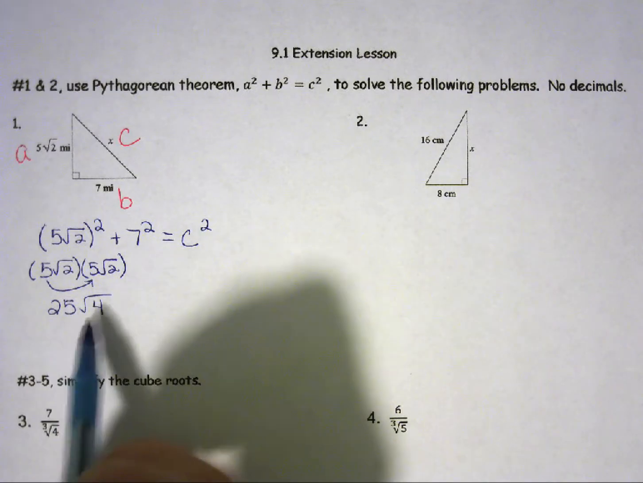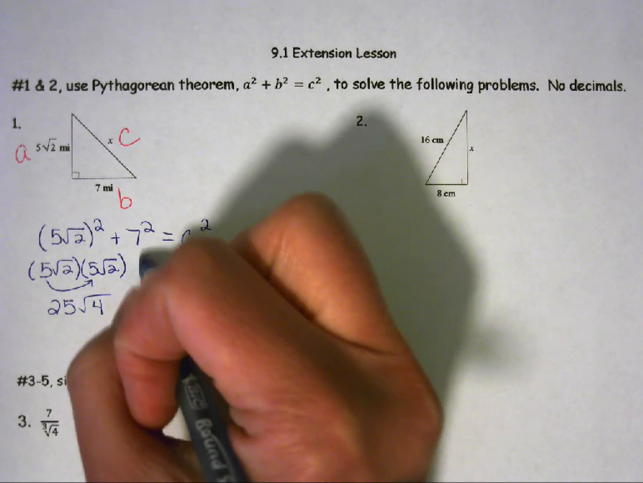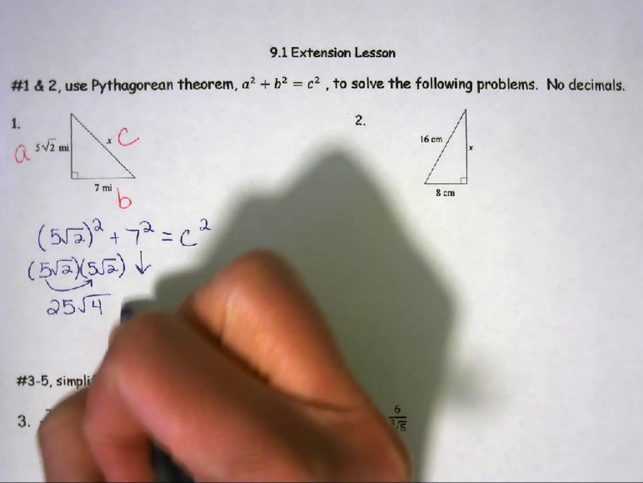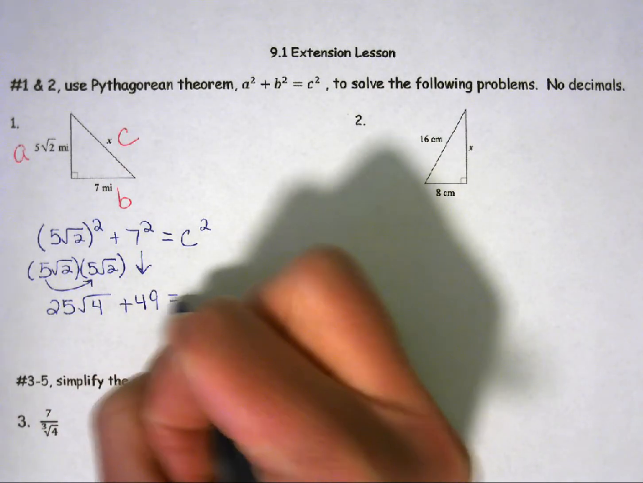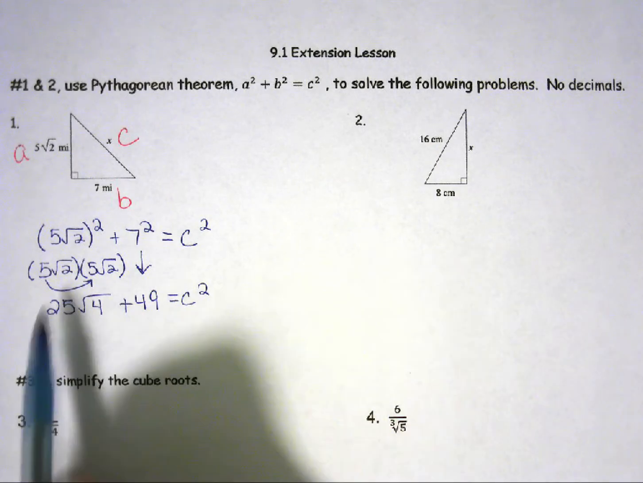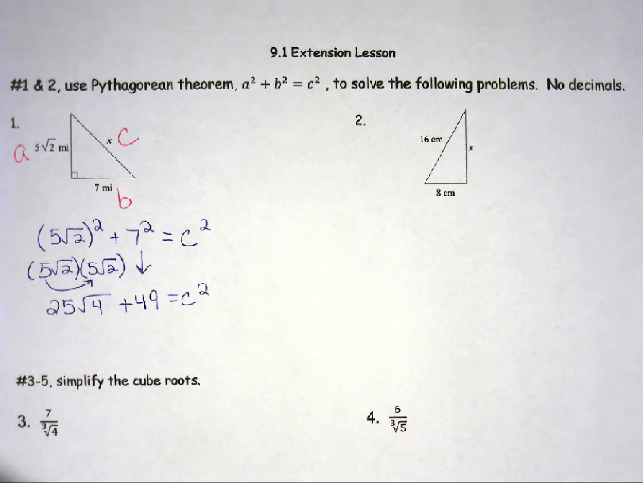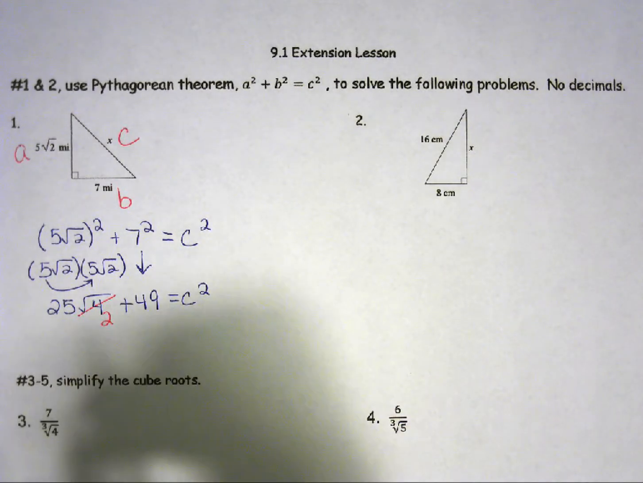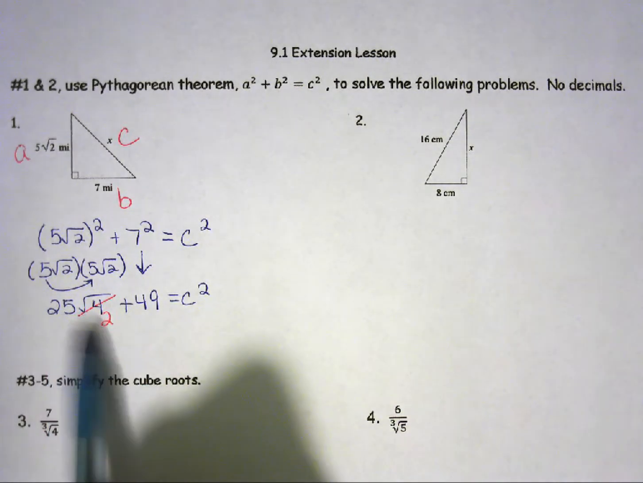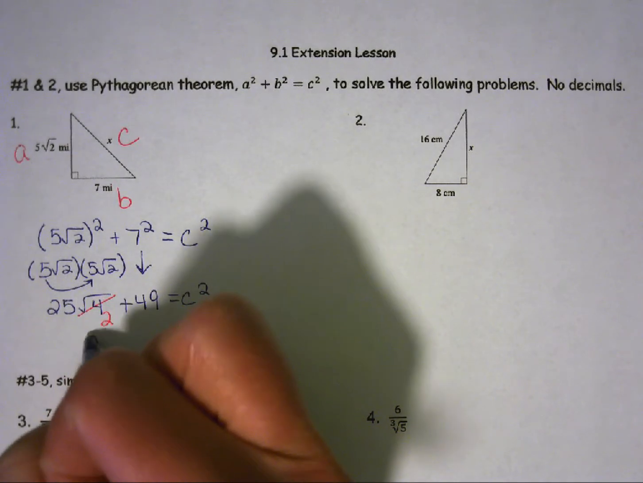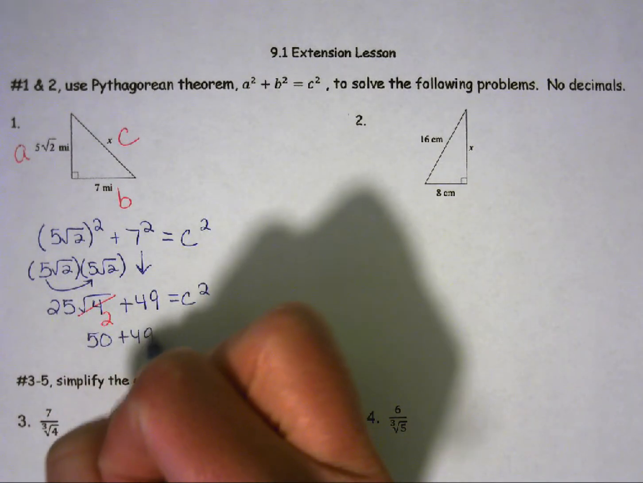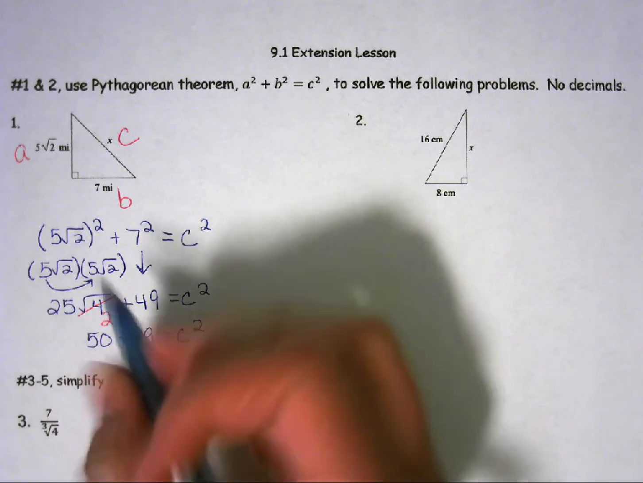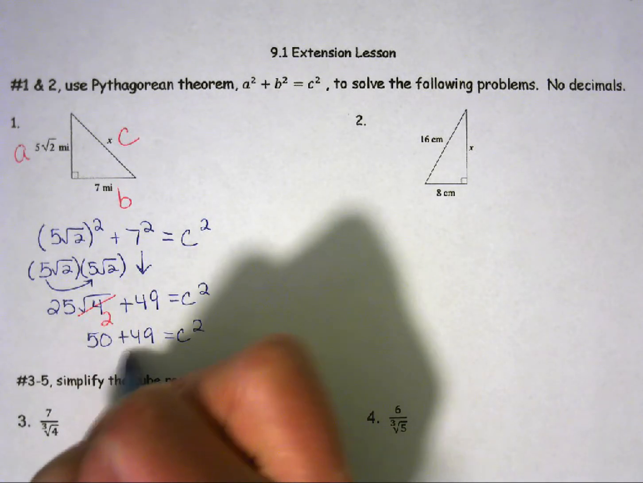And so we're going to clean this up in just a second. But let's go ahead and work this one out. Now this is just a whole number, so we can just square it. So 7 squared is 49. So that's not too difficult. Now in this one, the square root of 4 is really 2. So if we go ahead and just think of this as 25 times 2, we get 50 plus 49 is equal to c squared. And now if we add those together, 50 plus 49 would be 99 is equal to c squared.